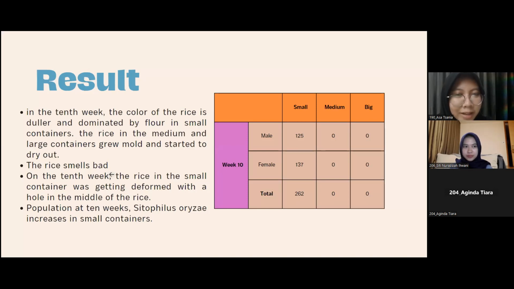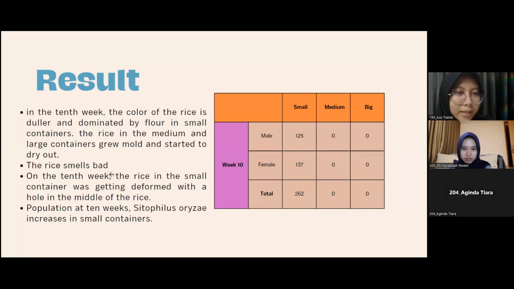And for week 10, we got for male in small size 125, and the medium is 0, and the big one is 0. And for female in the small container, we got 137, in medium size 0, and the big size is 0. And the total of small size is 262, and the medium and big sizes died.